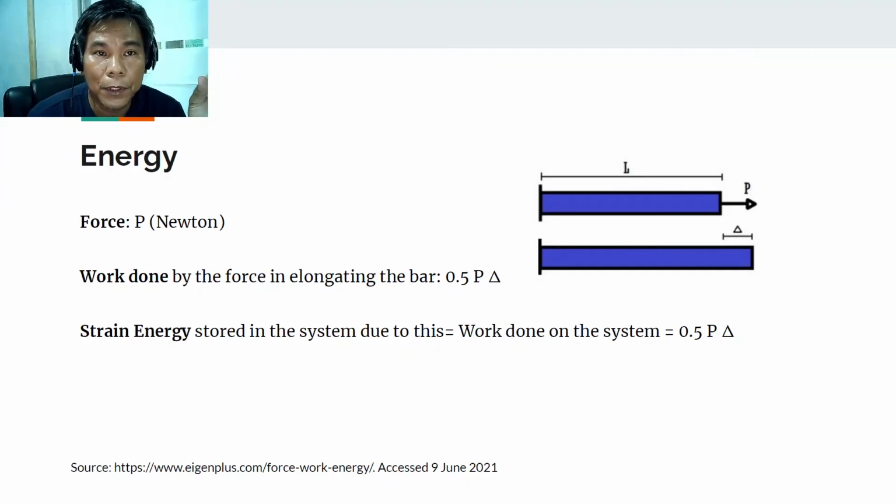Take note that the force is P in Newton. The work done by the force in elongating the bar is 0.5 P times delta. And the strain energy stored in the system is equal to the work done on the system, which is 0.5 P times delta.